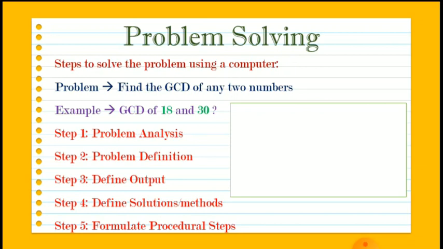So here the first step is problem analyzing. The second step is problem definition. Third step is define output. Fourth step is define solutions or methods. And the last step is formulate procedural steps. For the final step, that is formulate procedural steps, there is one concept called algorithm. So to create these procedural steps, algorithm is used.